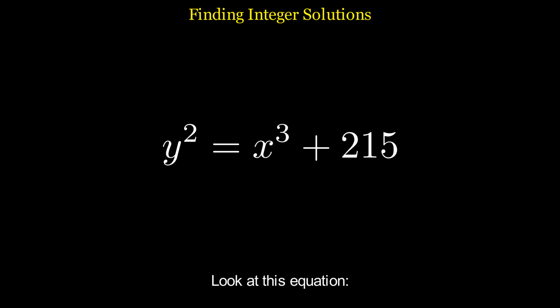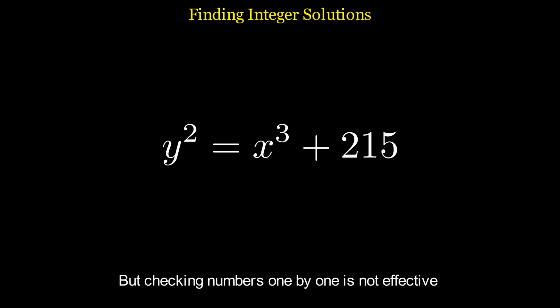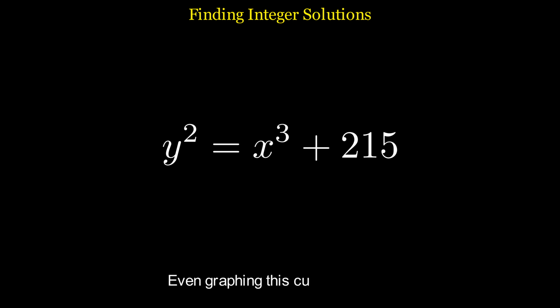Look at this equation. Y squared equals x cubed plus 215. We want to find all integer solutions for x and y. It looks incredibly simple. It's tempting to start guessing small positive and negative numbers, but checking numbers one by one is not effective. Even graphing this curve provides no obvious integer coordinates.